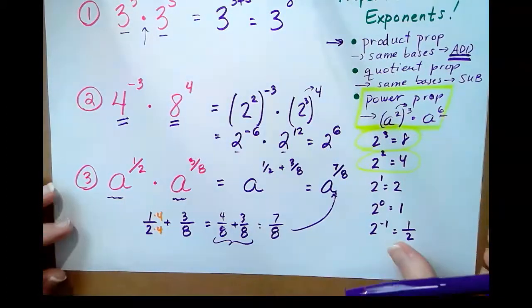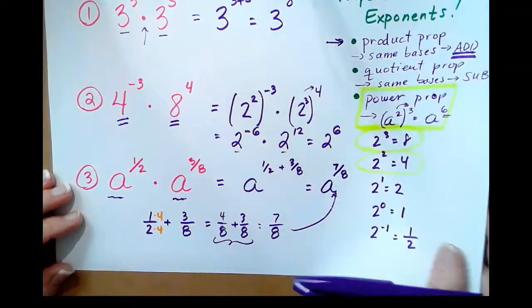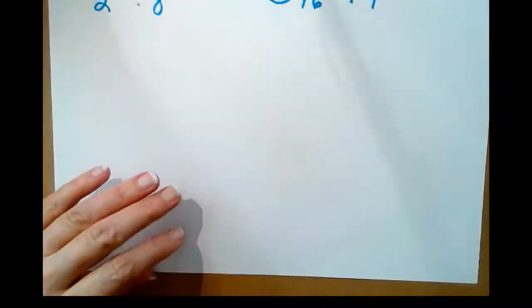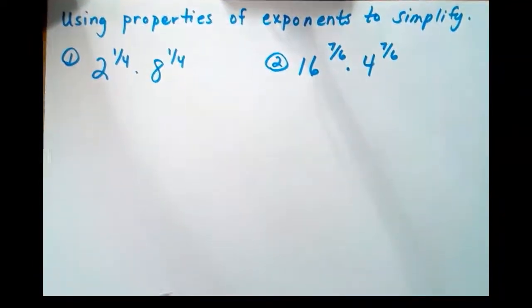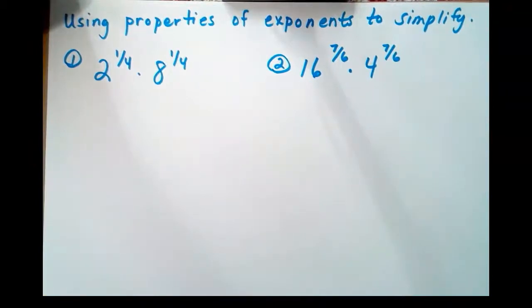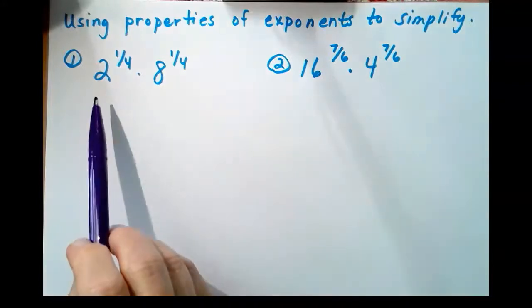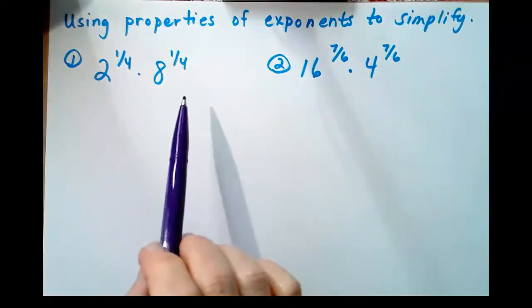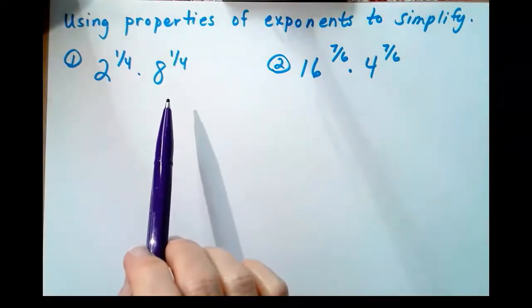Now, we're going to be doing some more of this using those same properties of exponents in order to simplify. So first, we've got another one similar to number 2 that we just did. We have 2 to the 1/4 times 8 to the 1/4.